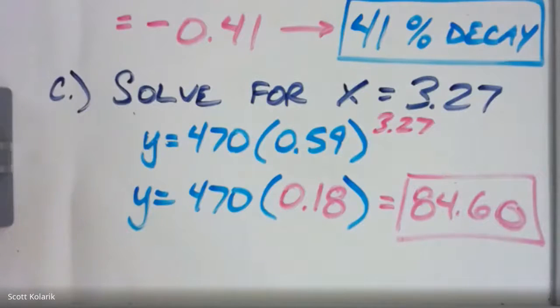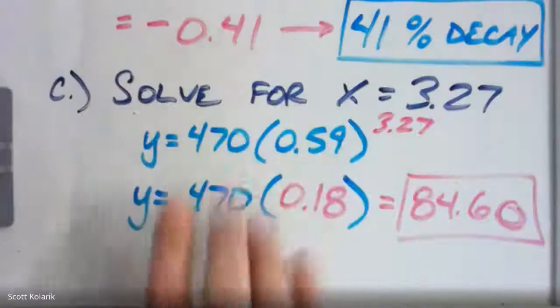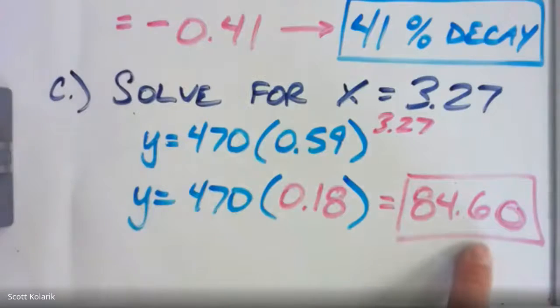Technically, I've just created a coordinate point, 3.27, 84.60. But to solve that problem, when x is 3.27, y equals 84.60. And that will be the end of our first recording. All our problems from chapter 1 are now finished.